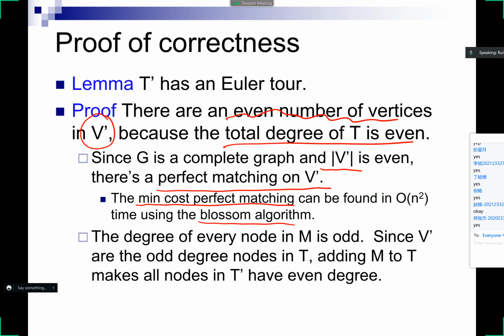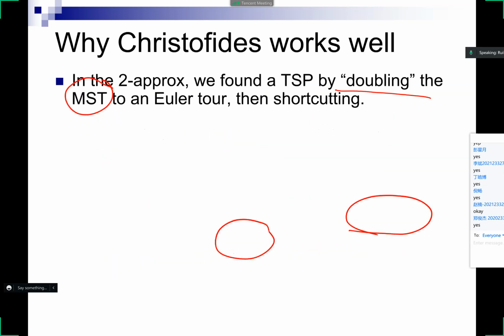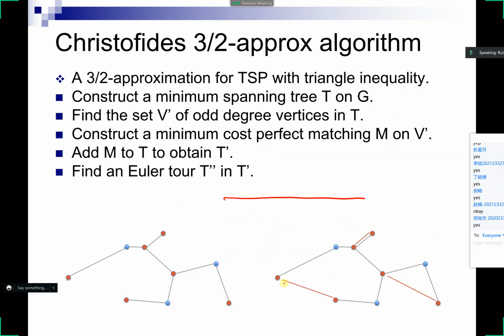Now if you look at the matching, the degree of every node in the matching is odd. For example, if you go back to the matching over here, you see that all the nodes in the matching have degree 1. And now if you add the edges in the matching to the original MST, then all the nodes in the new graph are going to have even degree.